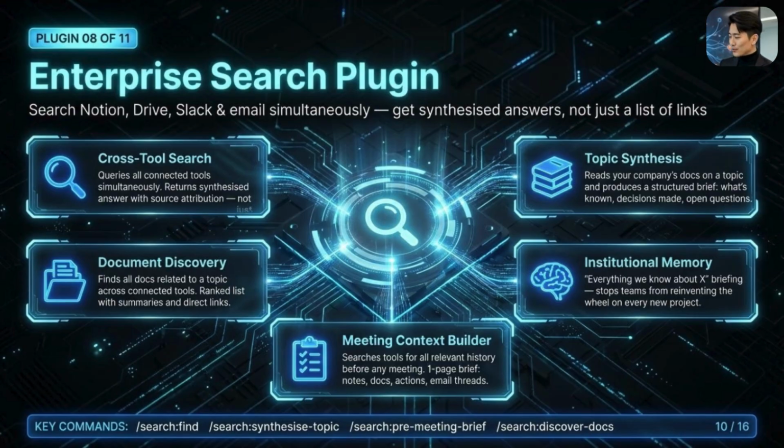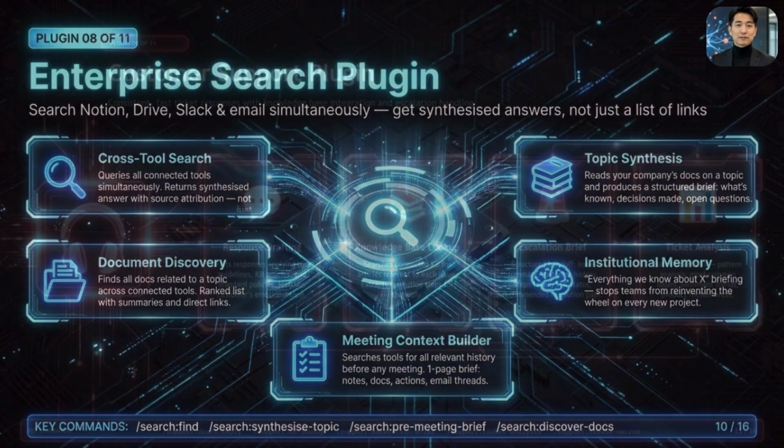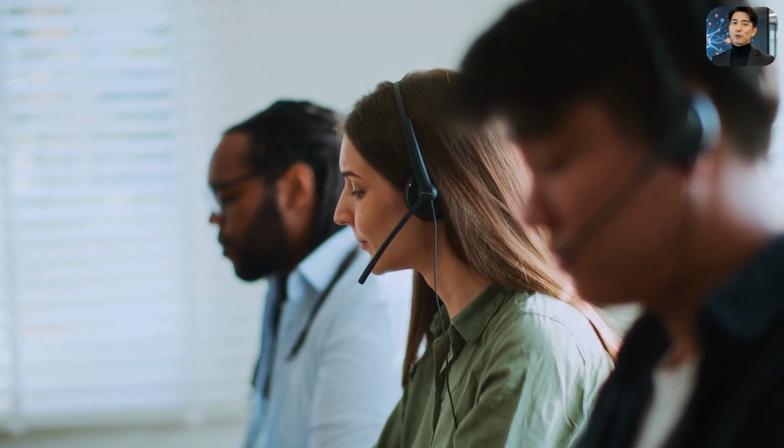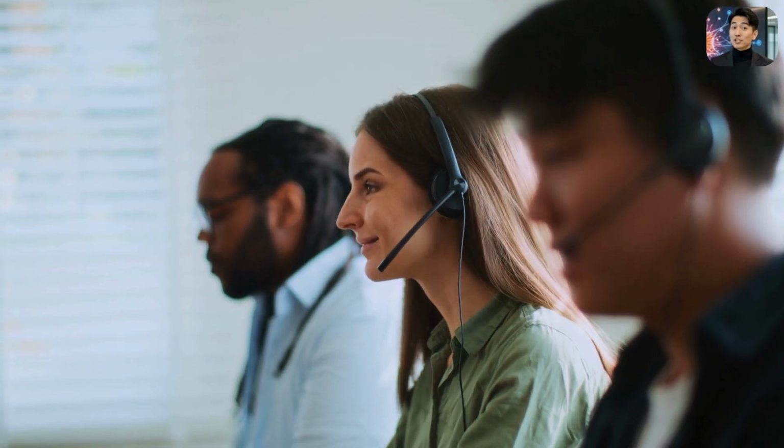And the meeting context builder skill generates a one-page pre-meeting brief by searching all your tools for relevant history before any call. Plugin 9 is customer support for anyone handling high ticket volume, whether you're a full support team or a solo operator.